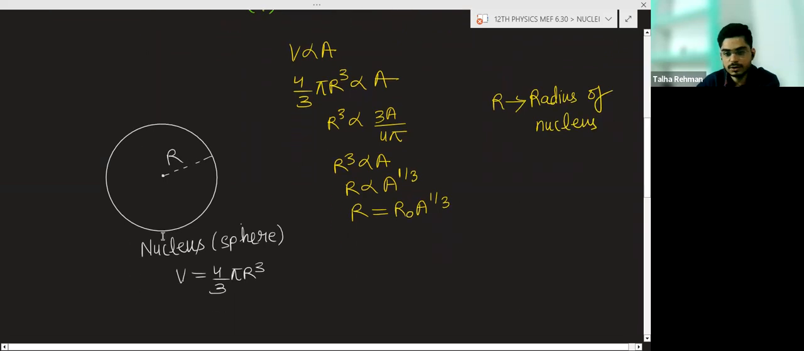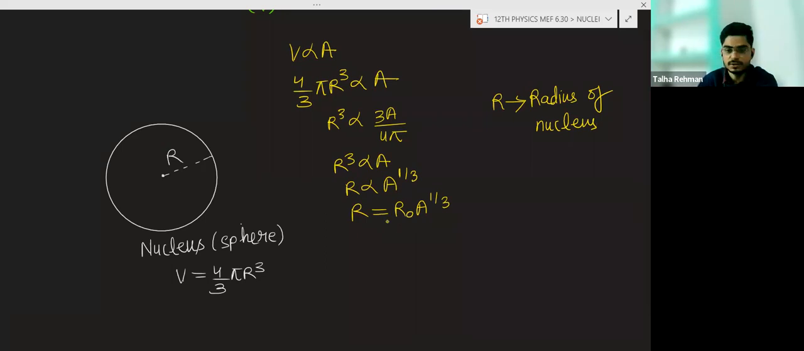And this R is the radius of the nucleus, and R naught is a constant. This constant is the same for all nuclei. If you take the nucleus of hydrogen or the nucleus of chlorine, this value will remain the same. Constant for all nuclei.